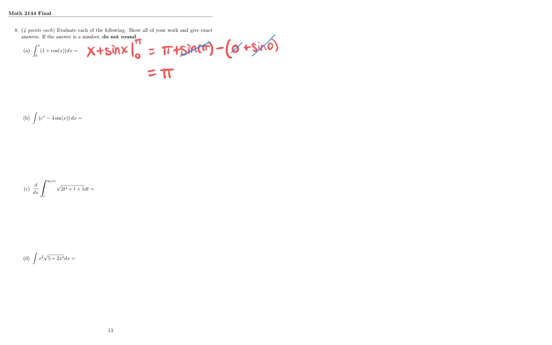For the next one, I want an antiderivative of e to the x minus 4 sine x. An antiderivative of e to the x would be e to the x, minus 4 times an antiderivative of sine x, which is negative cosine. So I could change that to a plus 4 cosine x plus c. Since it's not a definite integral, I have a plus c there.